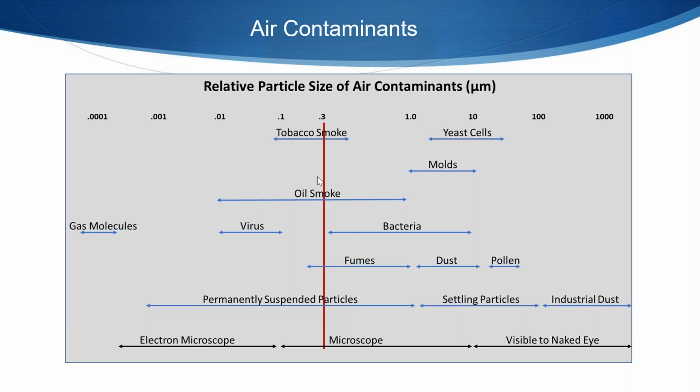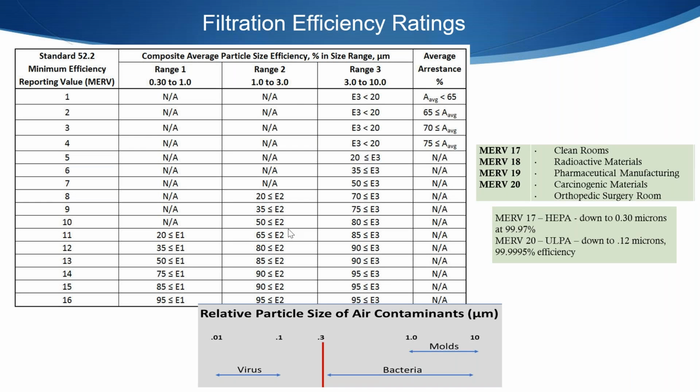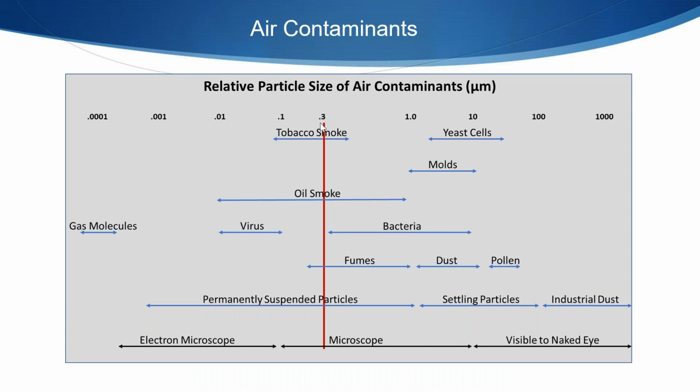The chart here, I'm going to pop back and forth between a couple of slides, so bear with me, please. When we're talking, note this 0.3 line. That'll be familiar to anybody who's dealt much with filtration. What you're looking at now is the standard 52.2 MERV chart and the various MERV ratings and their efficiencies. The 0.3 line there shows range 1, highlighted for that region. That's where MERV ratings begin on the chart, and then go up to 10. Jumping back to the prior chart, the emphasis on the red line is that 0.3 number.